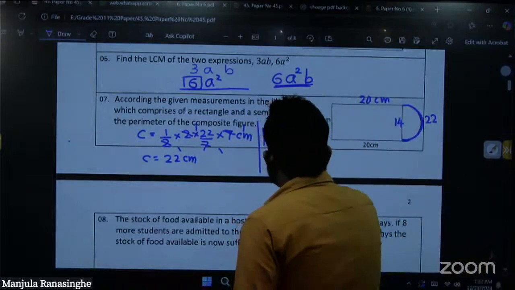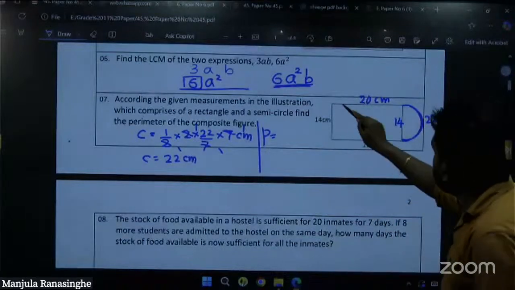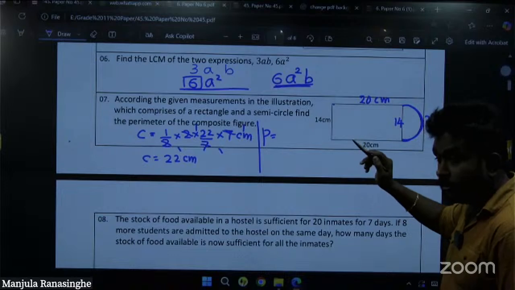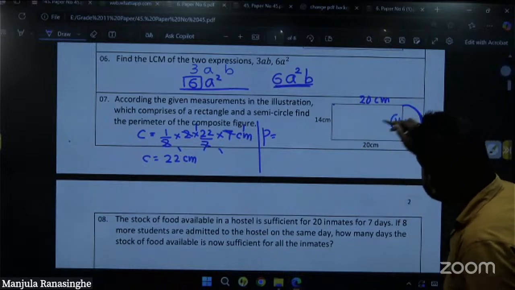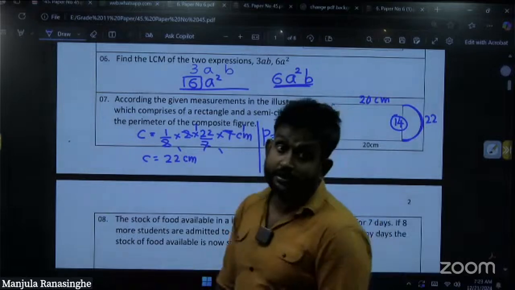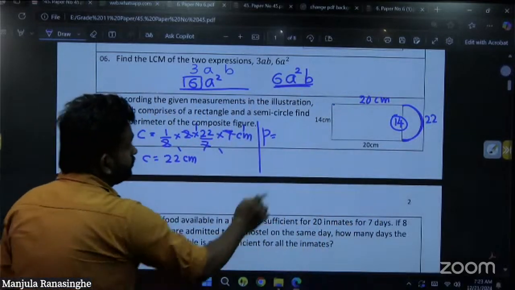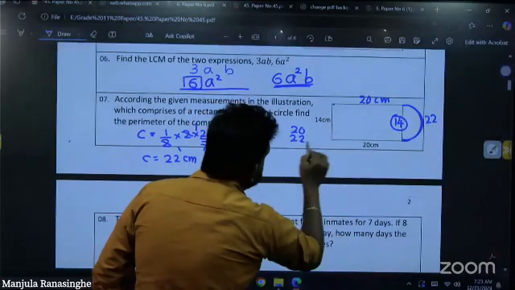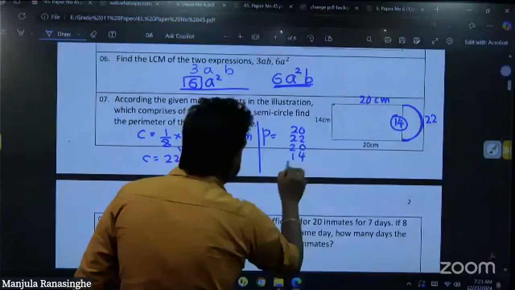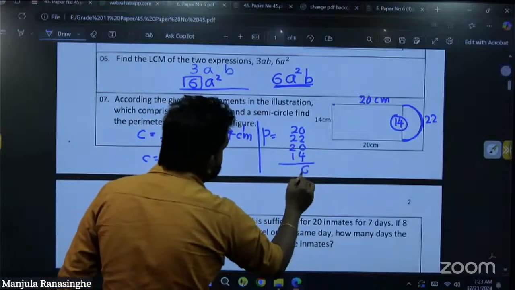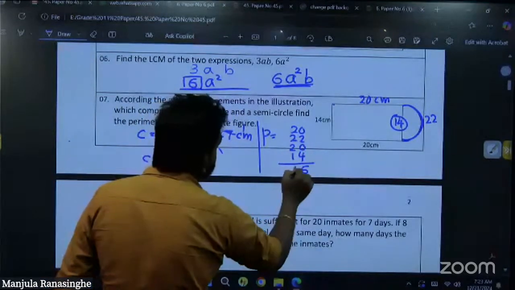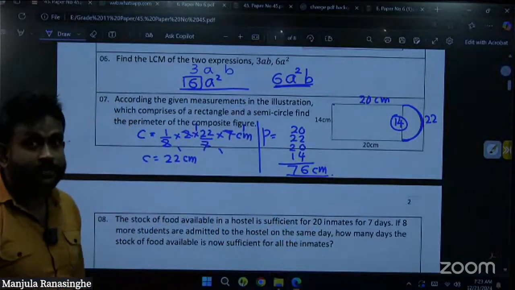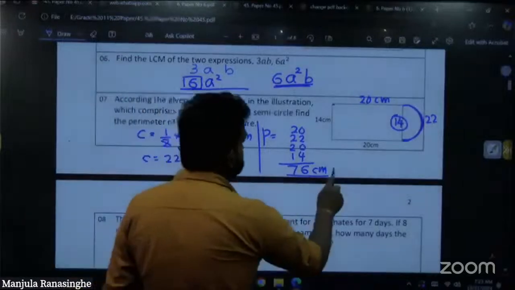Now you know the perimeter. How to take the perimeter? Just add all the outer lengths together until you reach the same starting point. Remember not to run inside, you are not running the inside length, just the outer length. You take 20, then here 22, and here 20, and here 14. Now add this: 4 plus 2, 6, then 2, 4, 6, 7. So that gives you 76 centimeters. That is the perimeter of this plane figure.